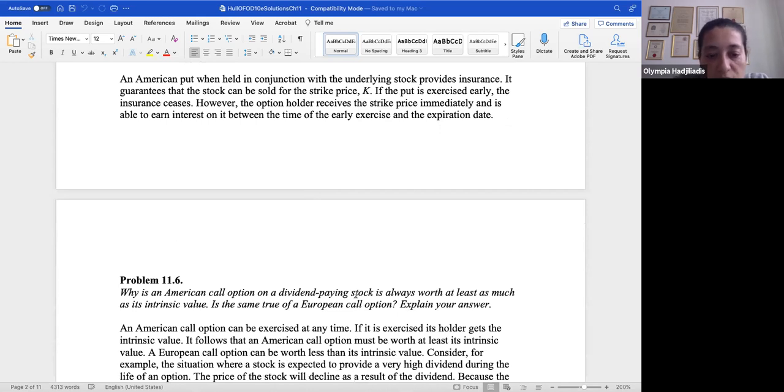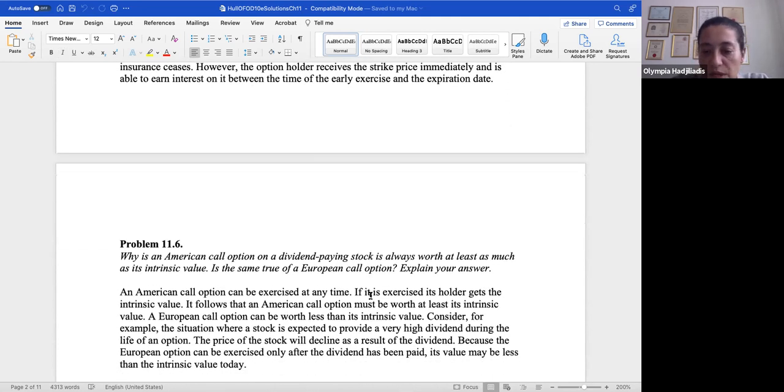Why is an American call option on a dividend-paying stock always worth at least as much as its intrinsic value? Is the same true for a European call option? Explain the answer. An American call option can be exercised at any time. If it is exercised, its holder gets the intrinsic value. It follows that an American call option must be worth at least its intrinsic value.